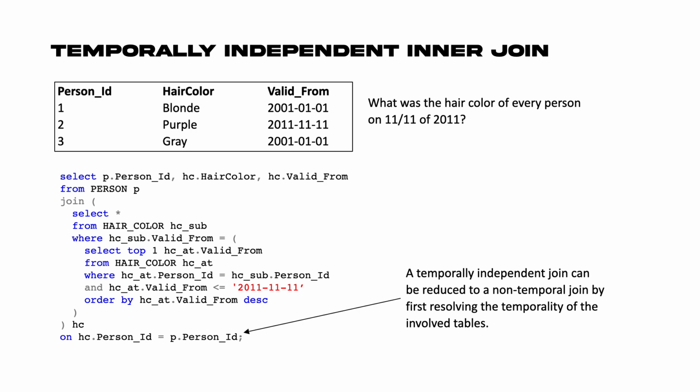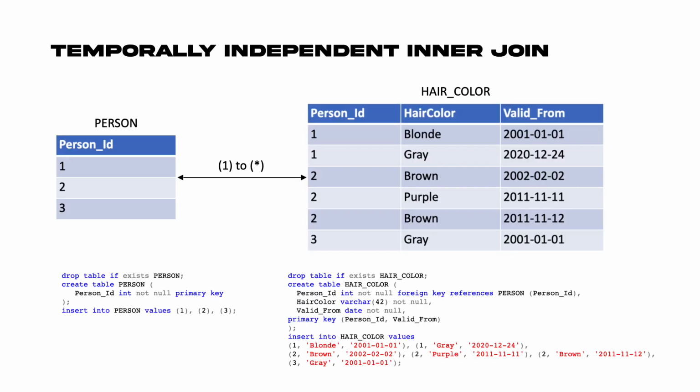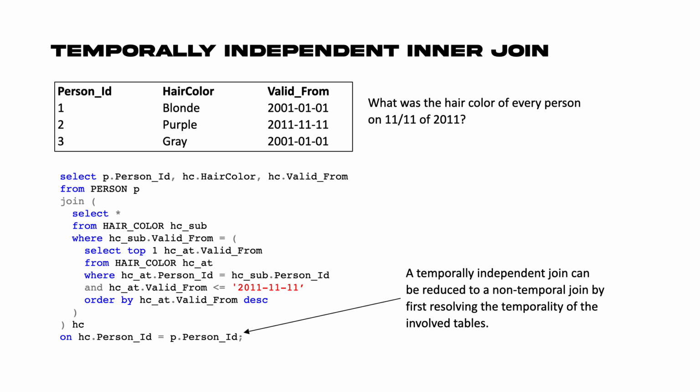So for person 1, that hair color should be blonde, because if we back up here, you can see it was first in 2020 that the hair became gray. And we also know for person 2 that on that specific day that we're asking for, the hair color was purple. And for the third person, the hair color is gray. So this is what we should get.